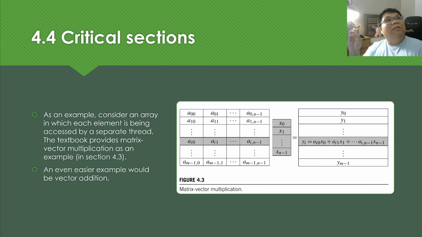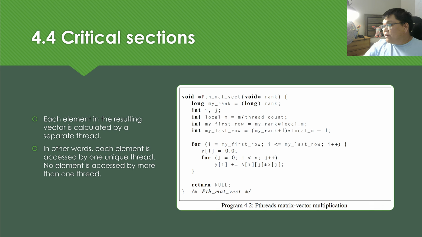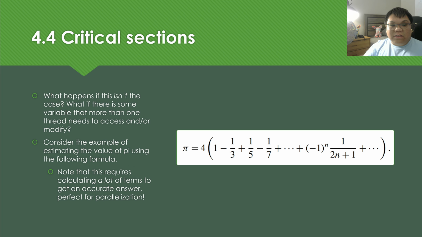That's just one implementation we can do. A different way would be to have, if you have 1000 elements and 4 threads, the first thread do the first 250 elements, and the next thread do the next 250 elements after that. Either way, each element in the resulting vector is calculated by a separate thread. In other words, each element is accessed by one unique thread. No element is accessed by more than one thread. Here's a situation where that's not the case. What if there is some variable that more than one thread needs to access or modify? Such as this summation for the number pi.